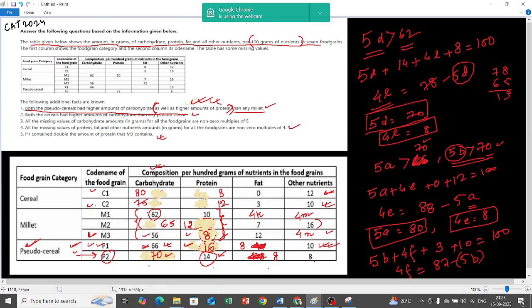Understood? Now we can also find out the value of 4k. Can we do that? Okay, 4n we can find out. 4n we can easily find out.